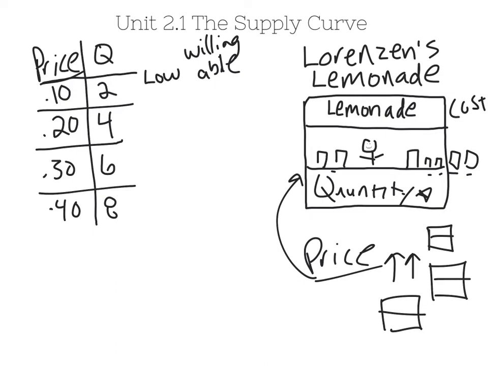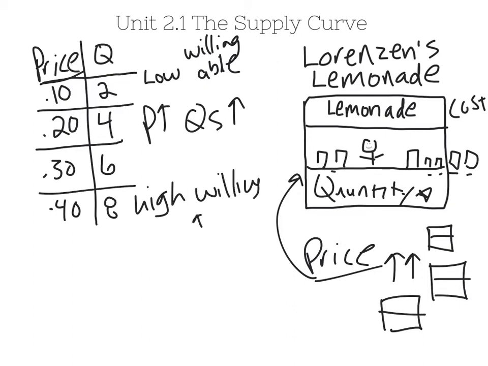So as the price goes up, the quantity that's supplied is also going up. Right? So here I have a very high willingness and ability to provide a quantity. At those high prices, I'll provide a greater quantity because it's more profitable for me to do so. I gain more from it.